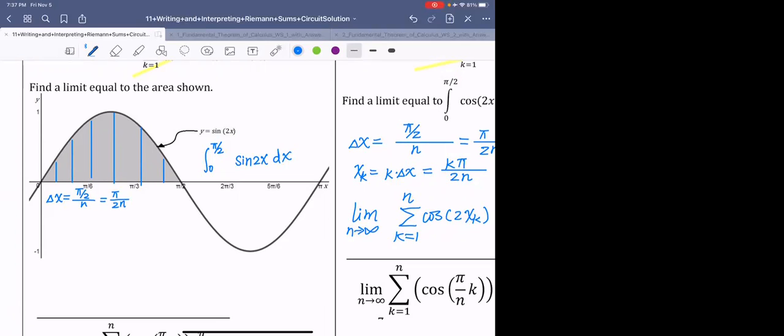Correct? Yeah. Okay. Now xk equals? Xk is equal to 0 plus k change in x. So in this case, it's just k pi over 2n. Very good. Now go ahead, tell me the limit format.